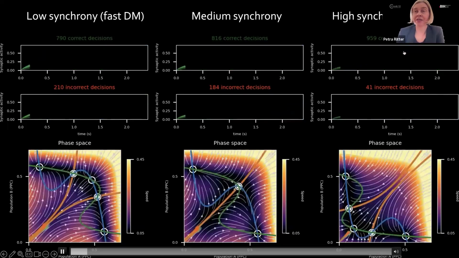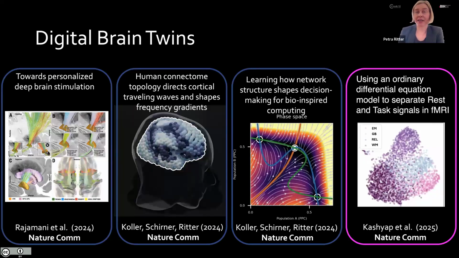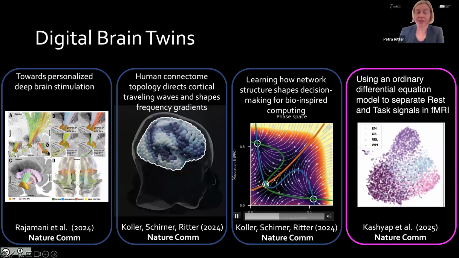And this is, I think, just a summary slide: fast but faulty versus precise but slow decision making. We have looked into the empirical data, the large-scale model, and how the large-scale model then affects the small-scale decision-making model. And this is the end of the second part of my presentation.